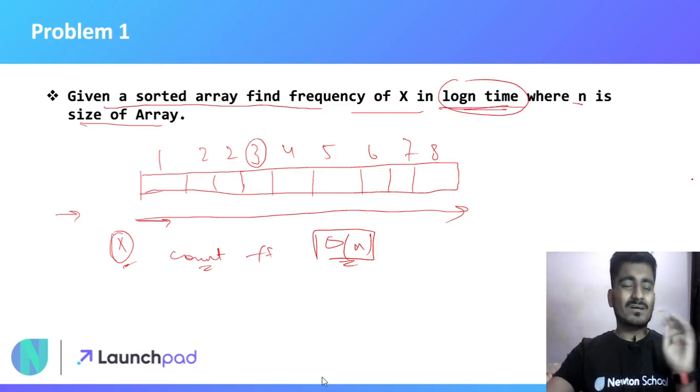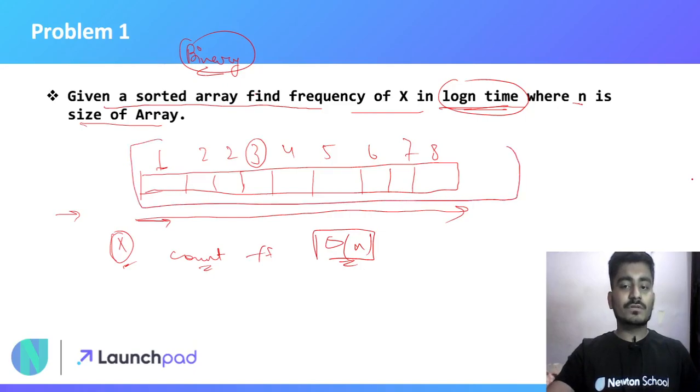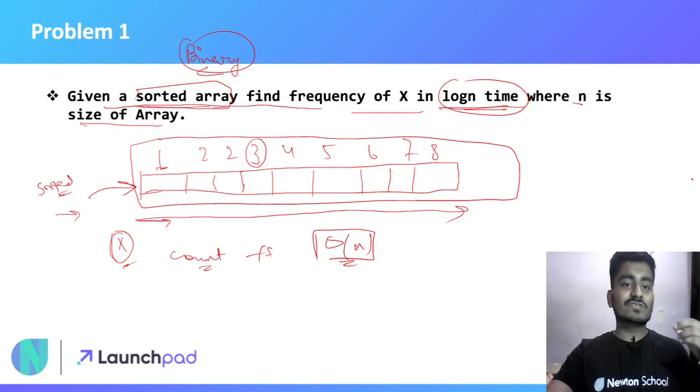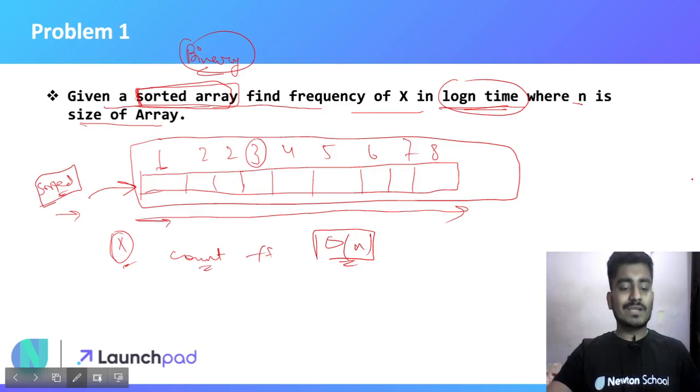Whenever you get something to solve using a log n approach, you can think of it as binary search, in searching operations obviously. So here we will think of a solution using binary search. One thing is already given: the array is already sorted, which is obviously a prerequisite of binary search. That's why we are going to use binary search in this question. Now let's see how we are going to use it.